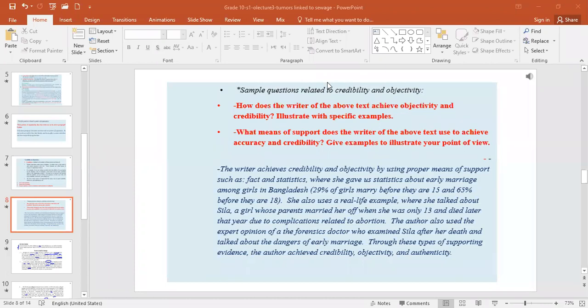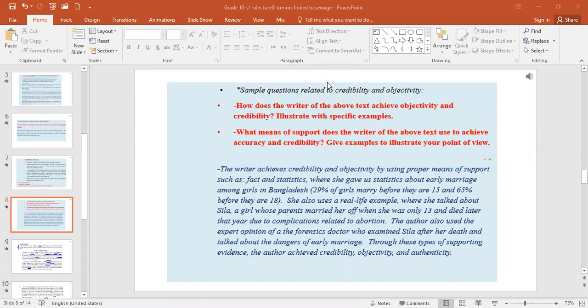Of course, Miss. How will I ask you such questions on a test, Sharif? Read. Sharif, read the question first. How does the writer of the above text achieve objectivity and credibility? Illustrate this with specific examples. Objectivity, credibility, authenticity, they all mean the same. Continue, please.